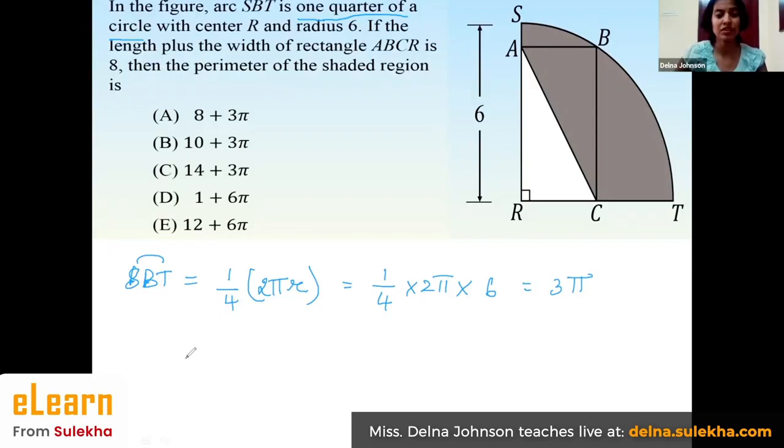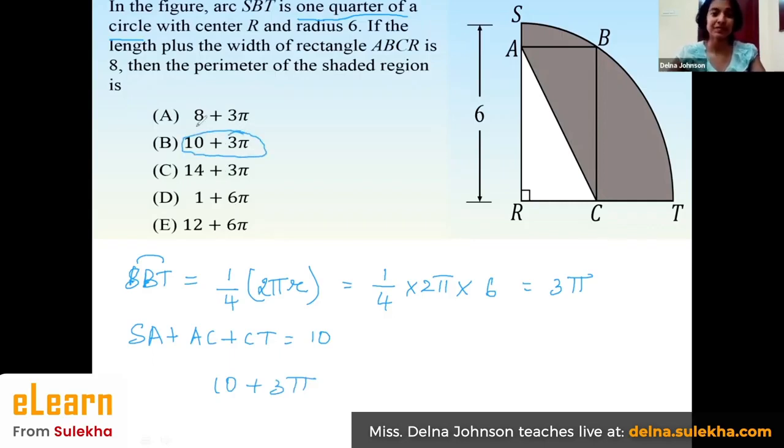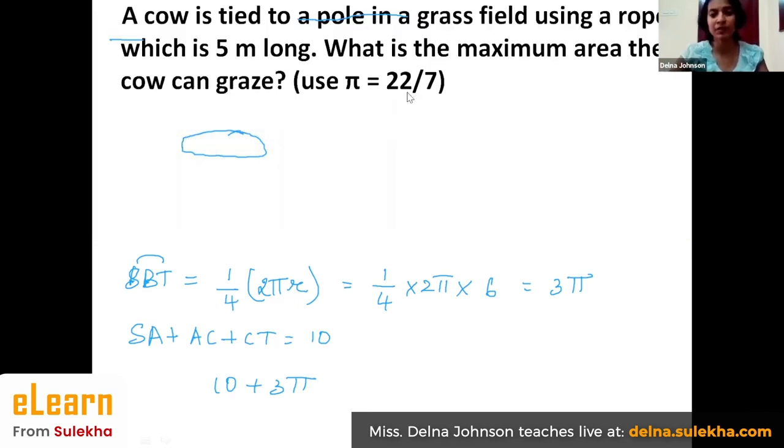Yes. So what we have is that SA plus AC plus CT is 10. When you add everything, you get 10 plus 3 pi, which is the answer we have here, option B, 10 plus 3 pi. Okay, so we'll go to the next problem.